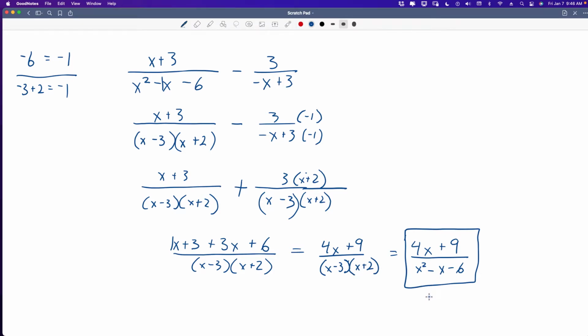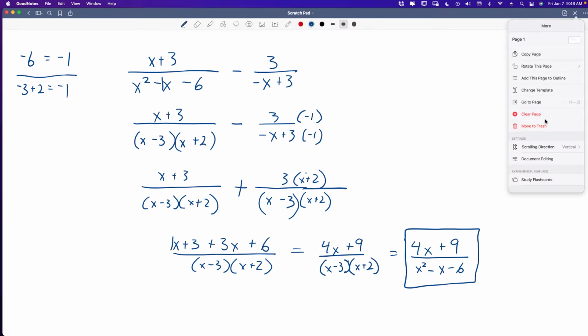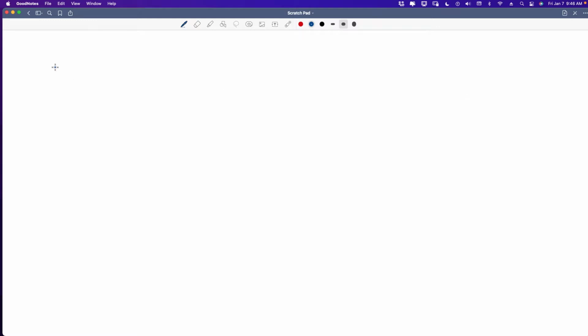All right, so let's do one more. Let's get some more practice in. So I'm going to clear this page. Remember to pause when you need to so that you can write it down. Let's do x plus 7 over x squared plus 2x plus 1.